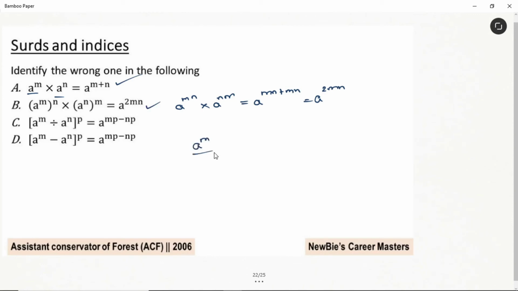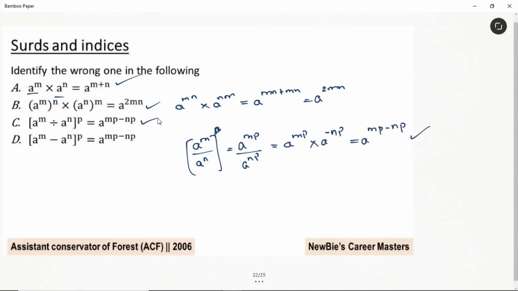A power m divided by a power n whole power p. Okay, now a power mp divided by a power np. If base is same and values are like this, see, you can send this denominator value to the numerator, a power np, but you have to use minus symbol. Remember this. Am I clear? If base is same, then only you can do this. Okay. So again, a power mp minus np. This means option C is also correct option.